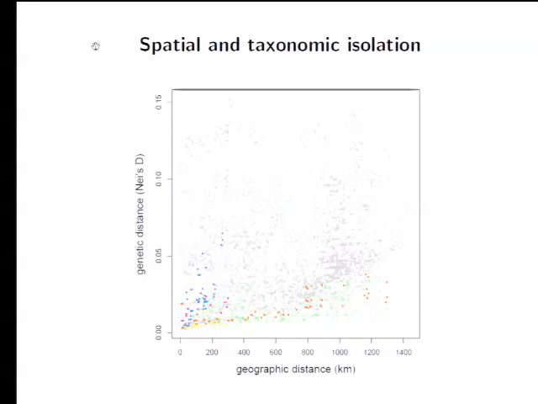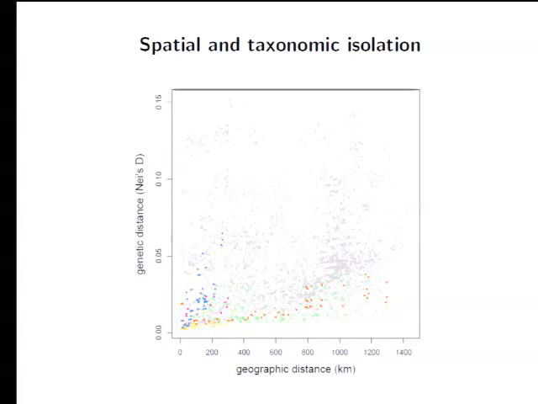Here's another look at the same thing, basically. These are pairwise measures of genetic distance between all the pairs of populations, so all 66 localities, and geographic distances between them on the x-axis. The points are colored a color if the two populations in the pair are from the same nominal taxon, and they're colored gray if they're from different nominal taxa.